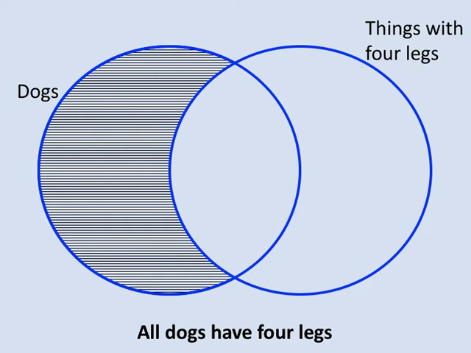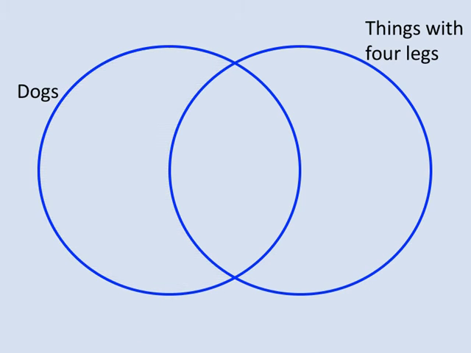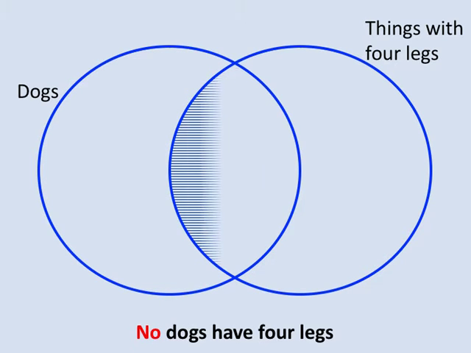Remember, we are not interested in whether the statement is true or false. There may well be dogs who have less than 4 legs due to an unfortunate accident. All we are interested in is having a diagram that represents the statement, whether or not it is true or false. If the statement said, no dogs have 4 legs, we would blank out the middle section.